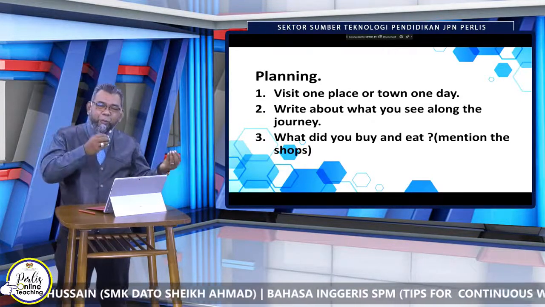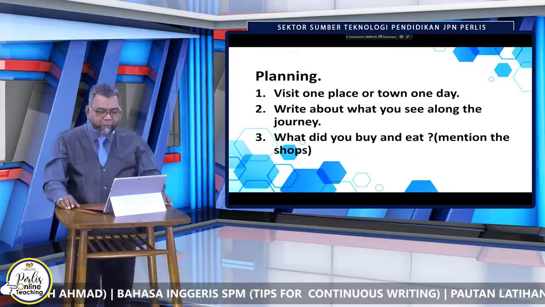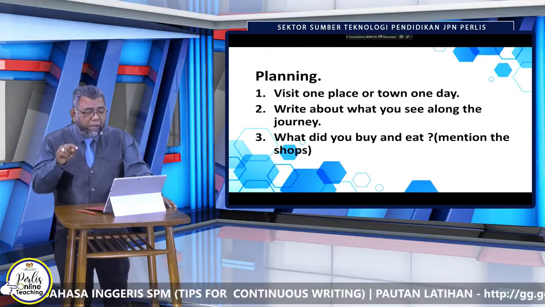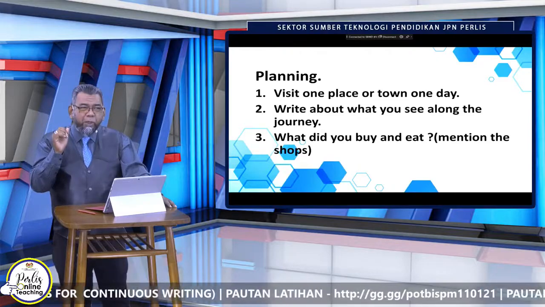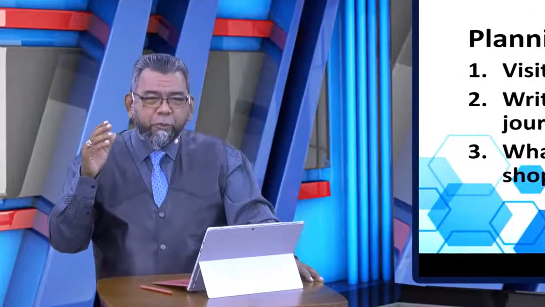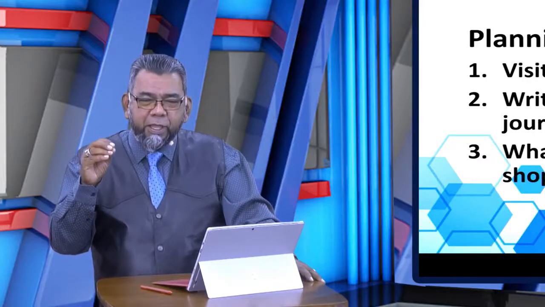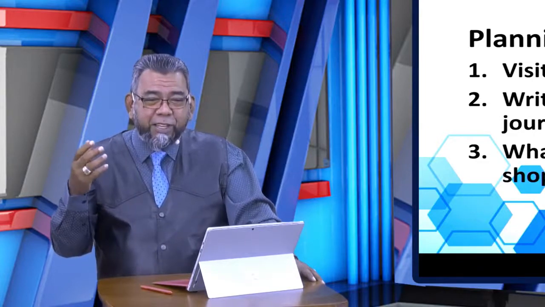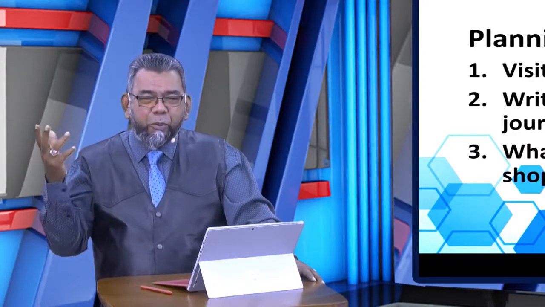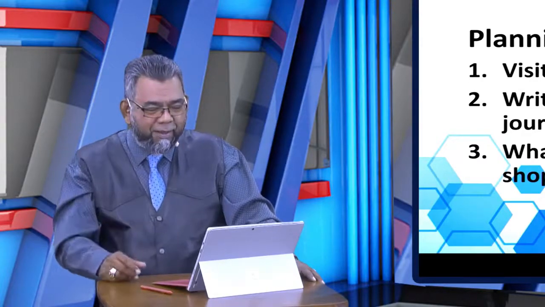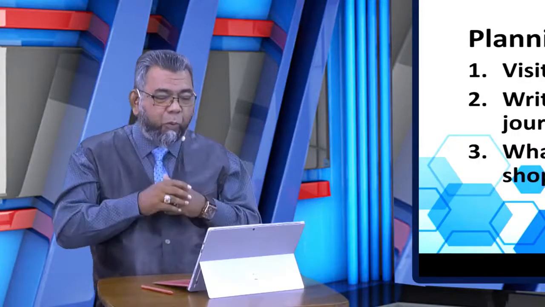And then, when you start your second paragraph, you will go to another place, another town. We go to Padang Besar on the second day. Okay. You write about what you see along the journey. You also write about that. The distance from Kangar to Kuala Perlis is about 10 kilometers, and we will drive through the paddy field. It was magnificent. At the time we visited Perlis, it was harvesting season, so we could see the harvesting machine harvest the paddy, and the colorful paddy field, the golden yellow color, makes my heart throb. And you can talk about it. Okay. So visit one place or town one day and write about what you see along the journey.